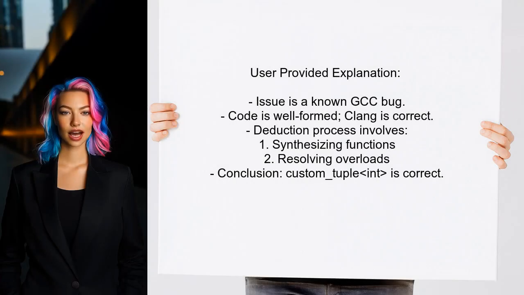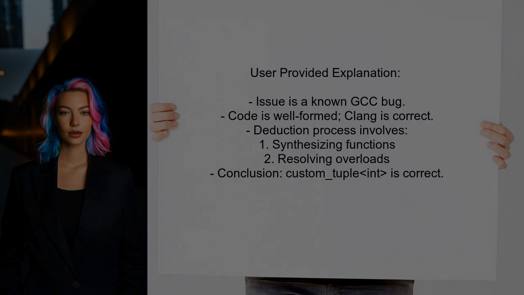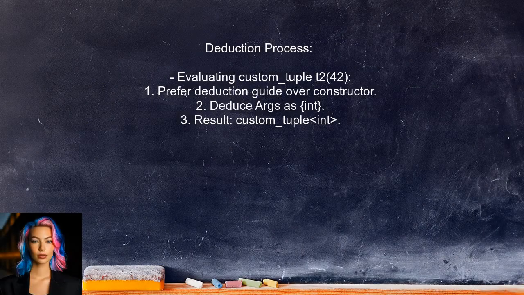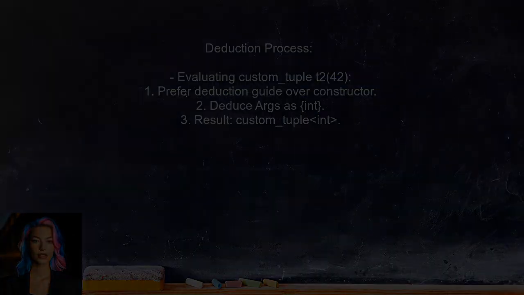This user points out that the issue with the code is related to a known GCC bug. They explain that the code is actually well-formed, and Clang correctly identifies the type of T2 as custom tuple int. The deduction process involves synthesizing functions and resolving overloads, leading to the conclusion that custom tuple int is the correct type. When evaluating custom tuple T2 with the argument 42, the deduction guide is preferred over the constructor due to the rules of partial ordering. This leads to deducing args as int, resulting in custom tuple int.